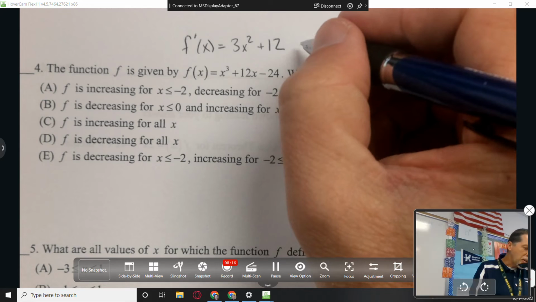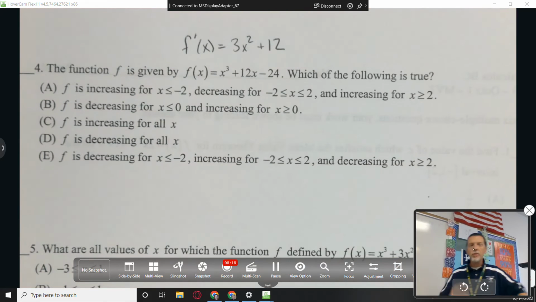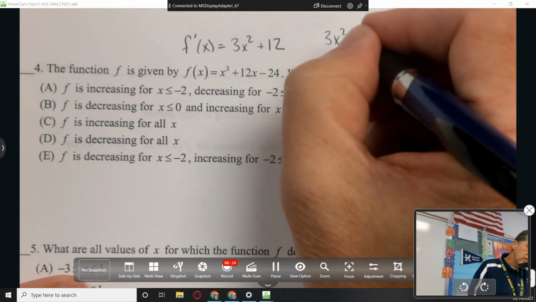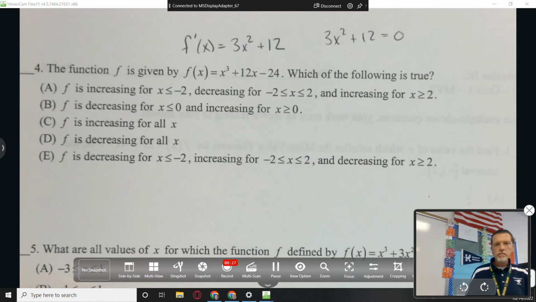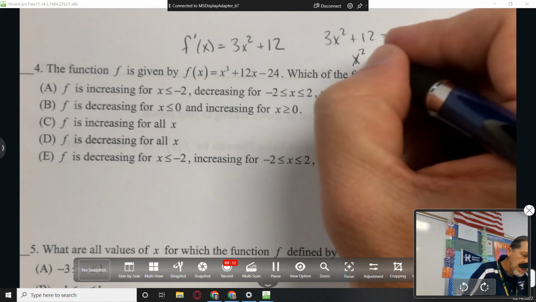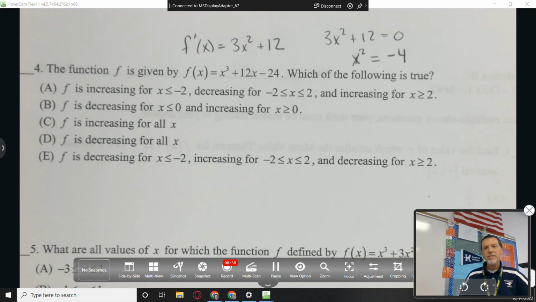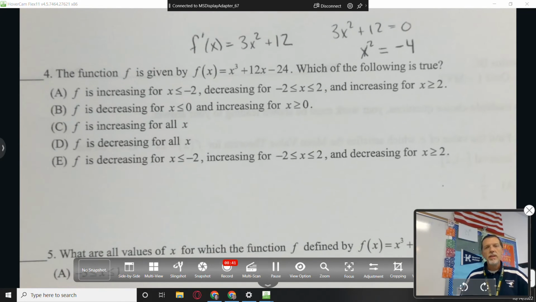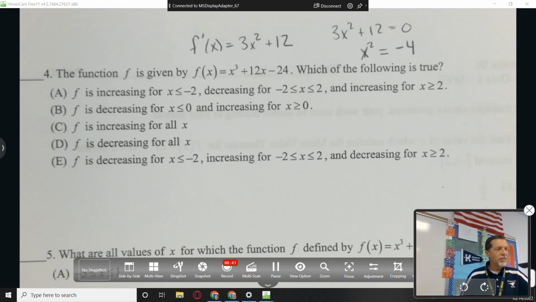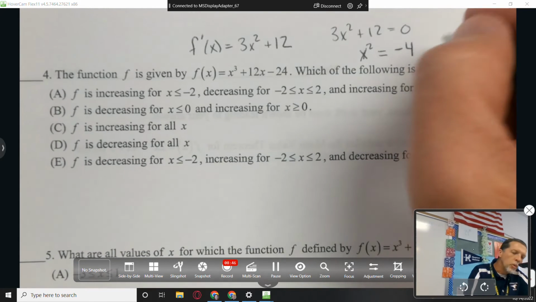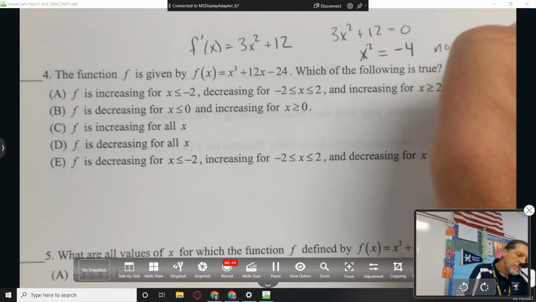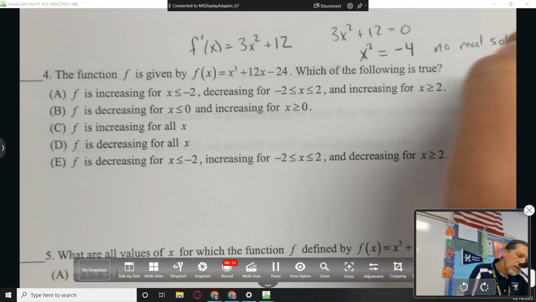Okay, I'd like to set that equal to 0 so I can do the number line and do some intervals and test and see what's going on. The trouble is, if I set it equal to 0, it's never going to be 0. I mean, I can move some things around a little bit, but x squared equals negative 4. X squared equals negative 4, that's never going to work. I mean, you can use i's, but I don't have i's on my number line, so there's no real solutions. So f prime is never equal to 0.